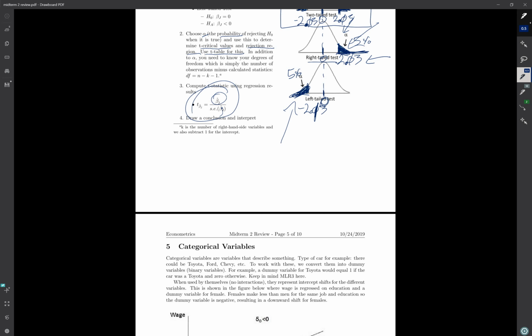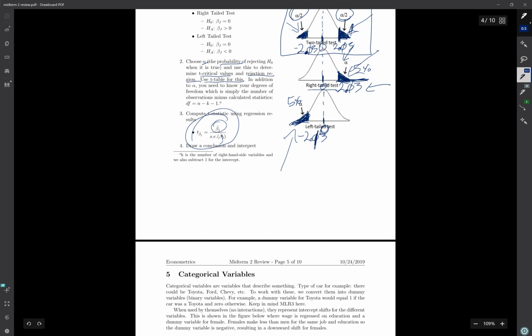If it's within the rejection region, we would say we have evidence to reject the null hypothesis. And if it's not within the rejection region, it doesn't mean that there isn't some effect, but it means that we fail to reject. We don't have enough evidence to reject at that point.